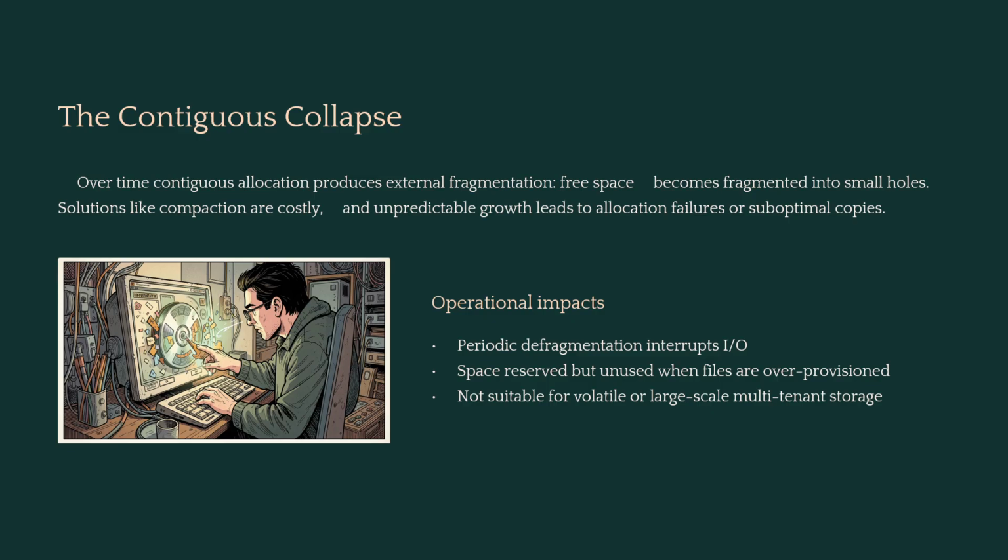Another issue is reserving extra space for future file growth. If that reserved space is never used, valuable storage gets wasted. That's why contiguous allocation isn't ideal for frequently changing systems.